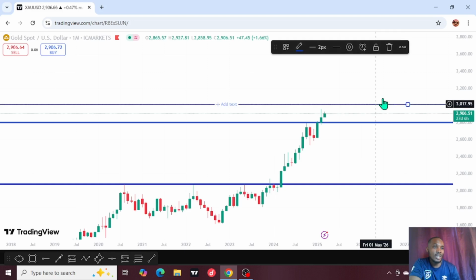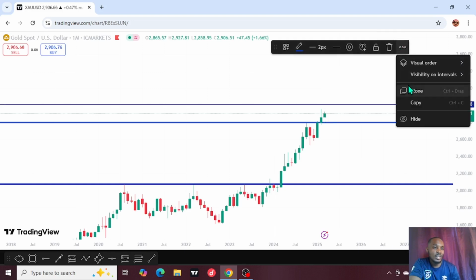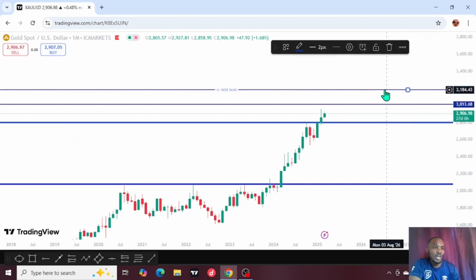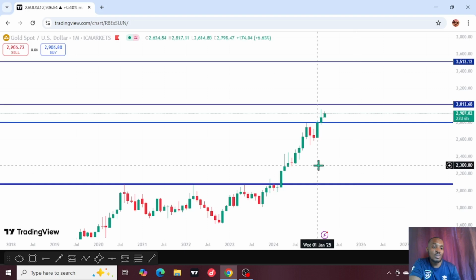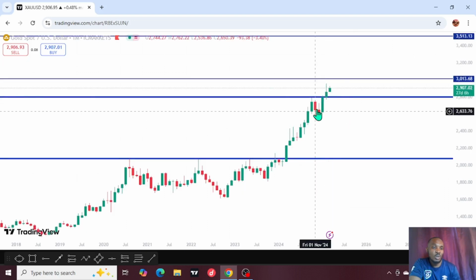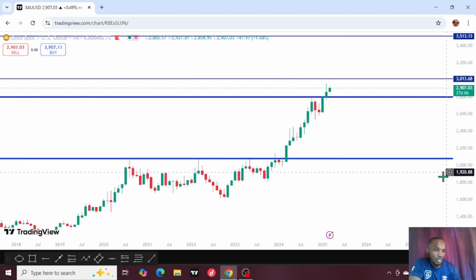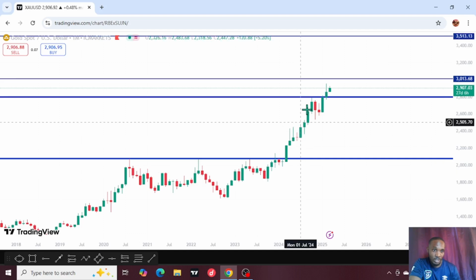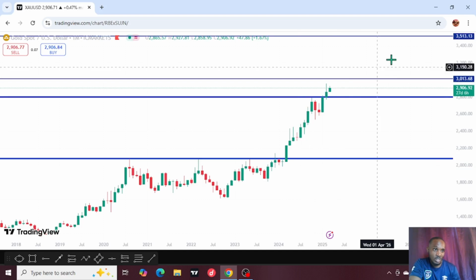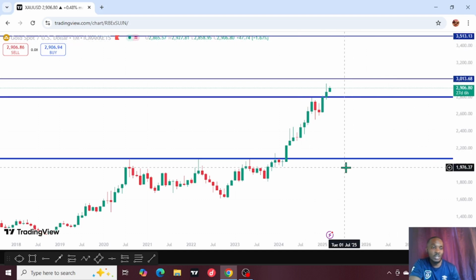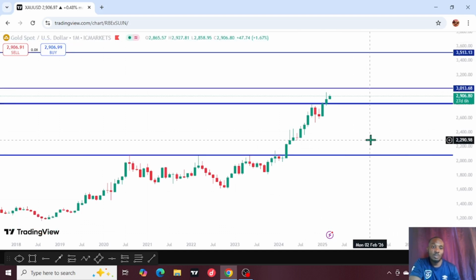When it gets here, it will make another leg. Let me clone this. To make another leg to here, because gold always likes to fulfill round numbers. Whenever it breaks out of any level, when it broke out of this price, 2,000 per ounce, now it's going to 3,000. Whenever it closes, it's going to 3,500, just like that, until it gets to any price it's going to.